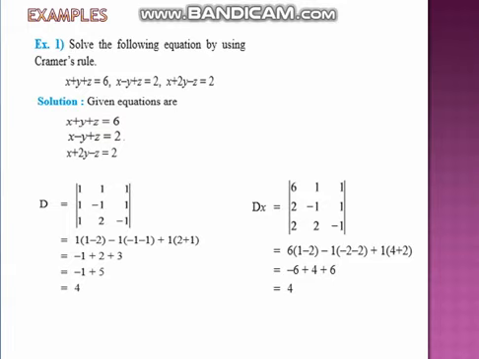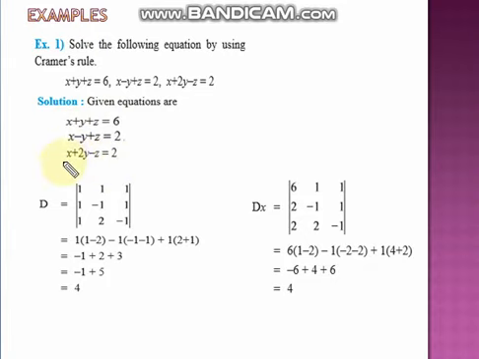Now let us solve an example. Solve the following equations by using Cramer's rule. x plus y plus z is equal to 6, x minus y plus z is 2, and x plus 2y minus z is equal to 2. Whenever you are writing the solution, always write down the equations one by one like this. x plus y plus z is 6, x minus y plus z is 2, and x plus 2y minus z is equal to 2. Okay.